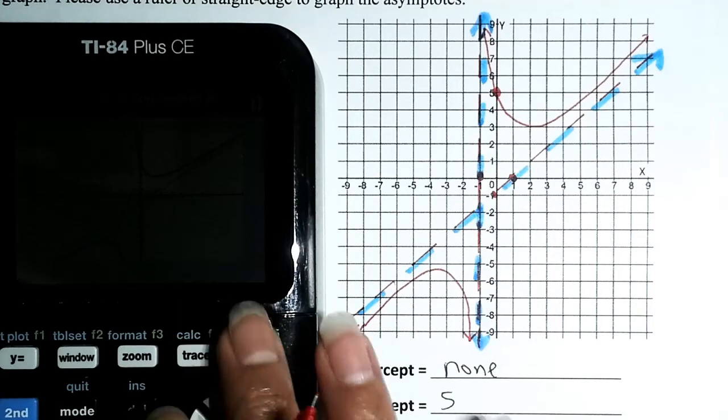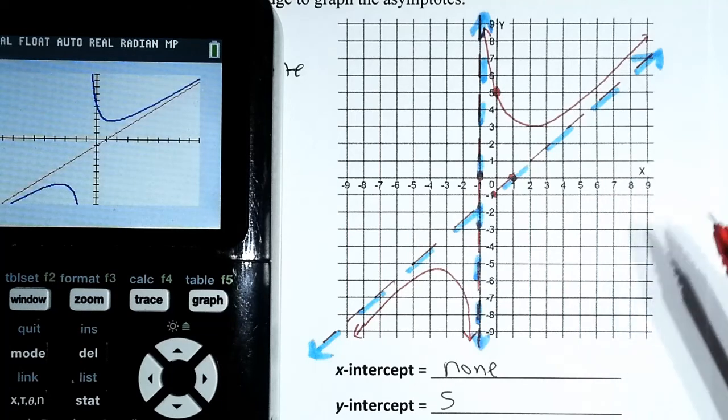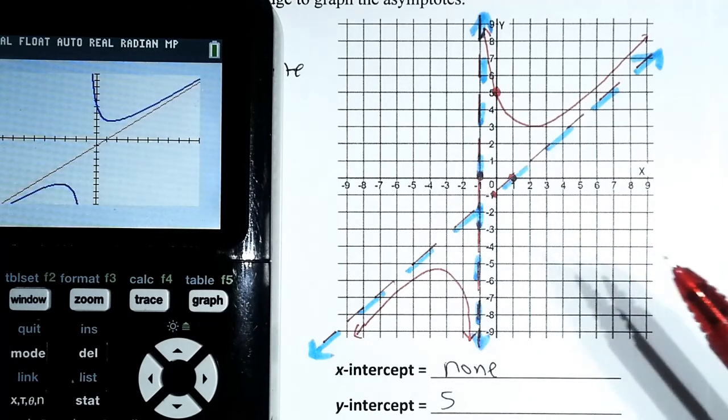That looks pretty nice, and we have graphed all the things that we need. You know, the asymptotes, the intercepts, whatever we have, and I think that's it.